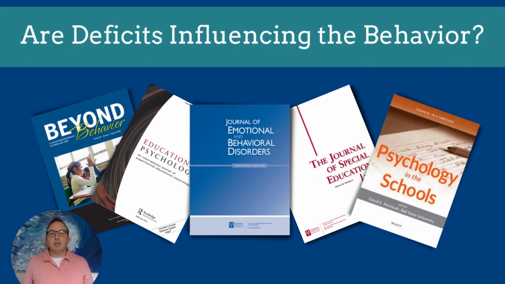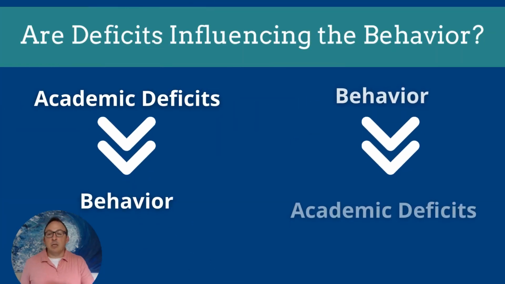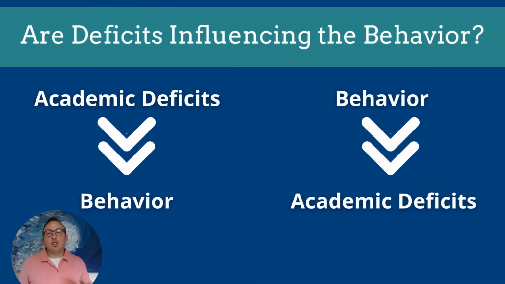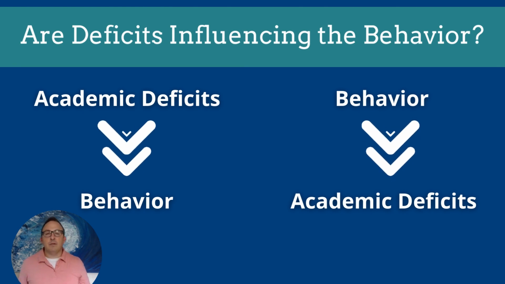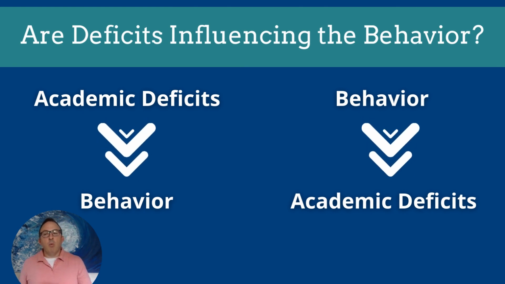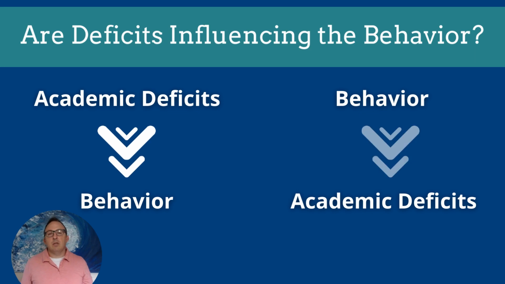Multiple studies have been conducted in this area and found that academic deficits and challenging behaviors are closely related. Research suggests that the relationship can run both ways, meaning academic deficits can lead to challenging behaviors, just as challenging behaviors can lead to academic deficits. Additionally, one can make the other more pronounced.